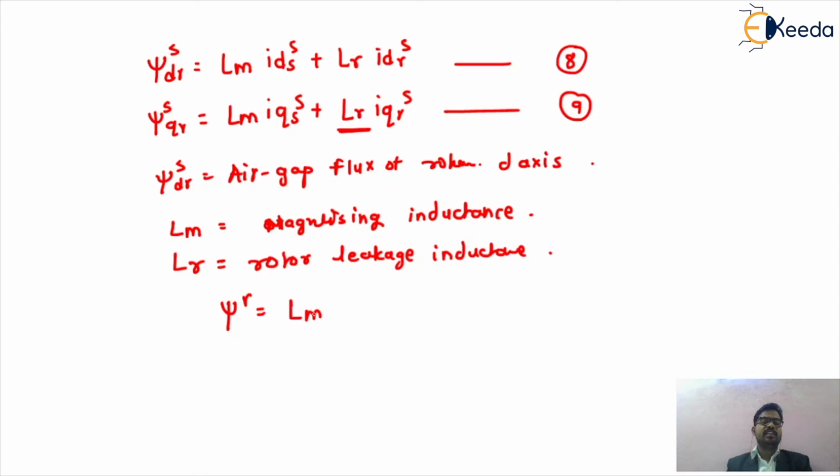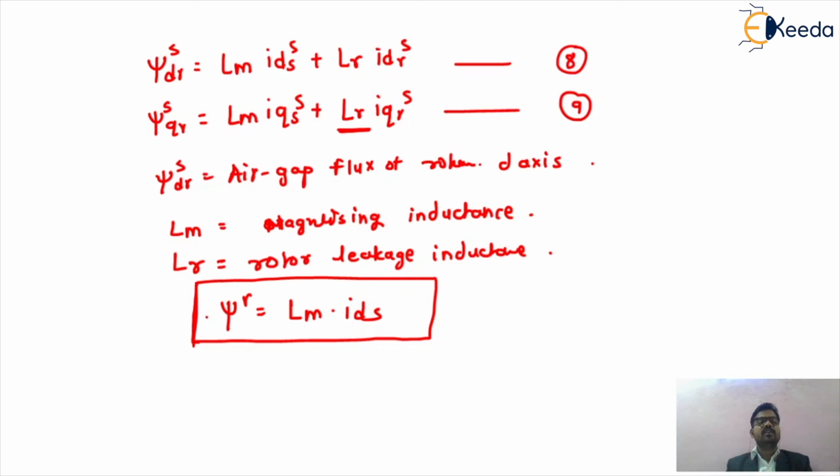Okay. So friends, from this equation we are getting one important equation, that is psi r is equal to Lm, the magnetizing inductance, into ids. This will be the required expression, because psi r is the flux which is responsible for producing the rotor flux. We call psi r the rotor flux.